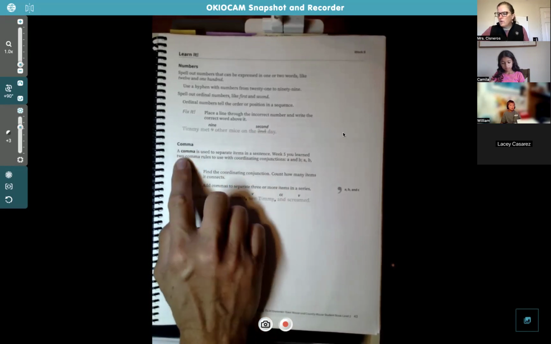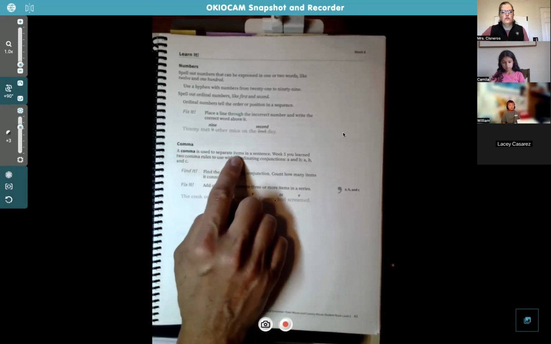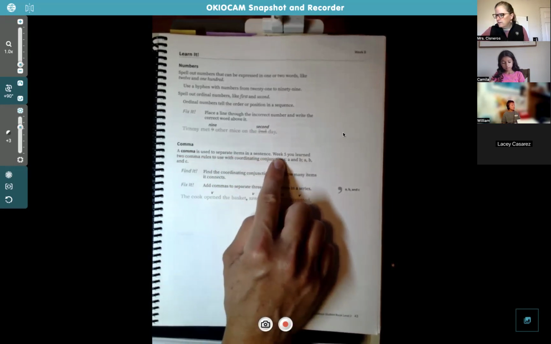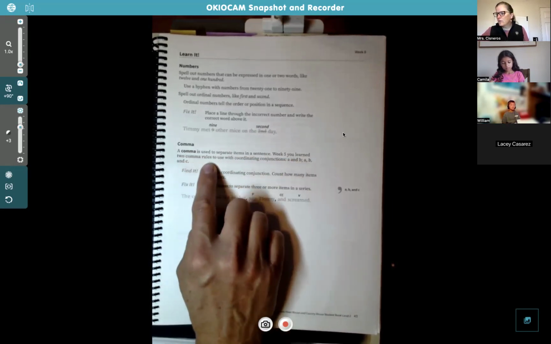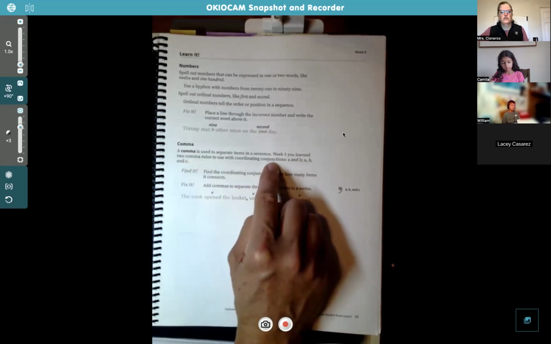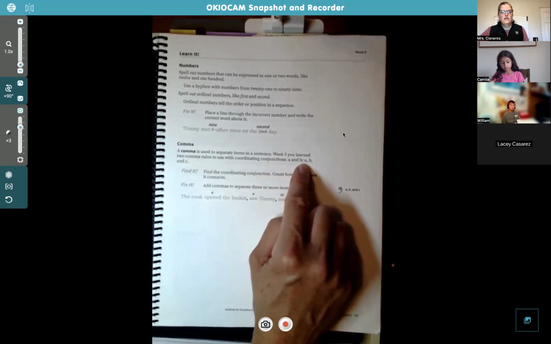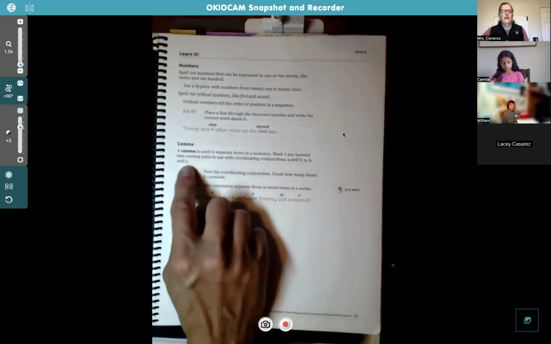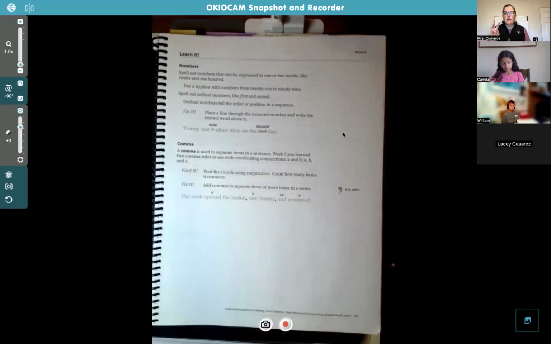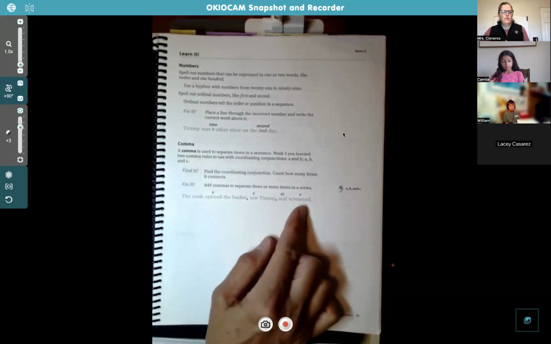And then we've got a comma rule. You guys already know that a comma is used to separate items in a sentence. In week 5, you learned 2 comma rules to use with coordinating conjunctions. Here are the rules. A and B, notice there's no comma there. But then if you have 3 things, it's A, comma, B, comma, and C. So anytime you have 3 or more, you're going to use commas. If it's just 2 things or 2 verbs or 2 nouns or 2 adjectives, then you don't need a comma for that. And here's your example at the bottom of this.